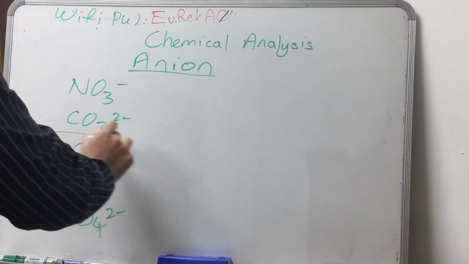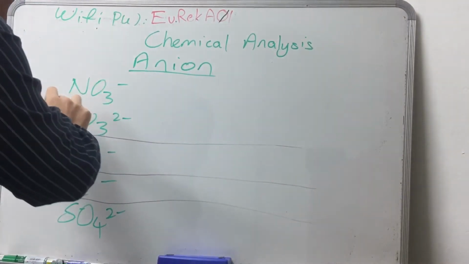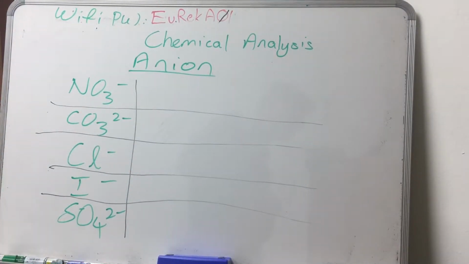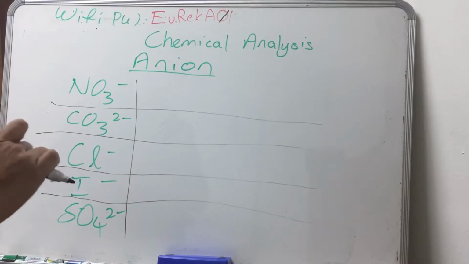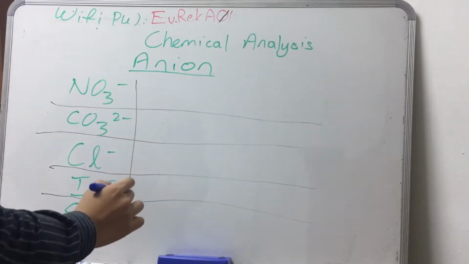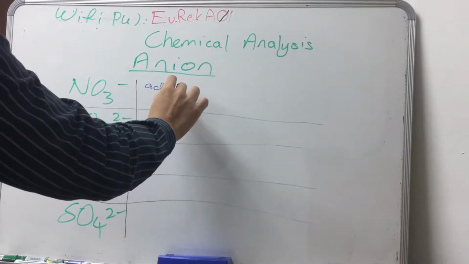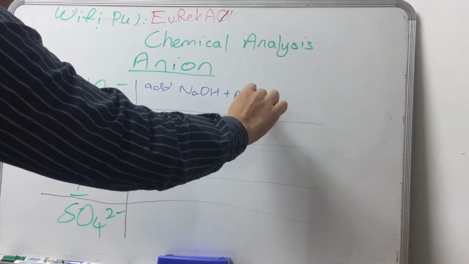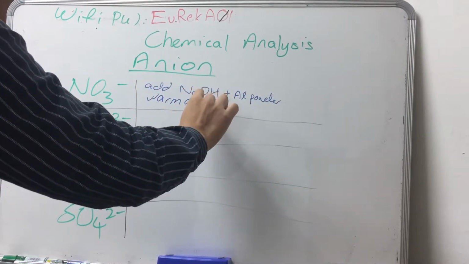Most of them are very easy. You just need to pay attention to nitrate, because nitrate is the most tedious. You survive this, then the rest are all very straightforward. For nitrate, what you need to do is add sodium hydroxide with aluminium powder, then warm and use litmus paper.